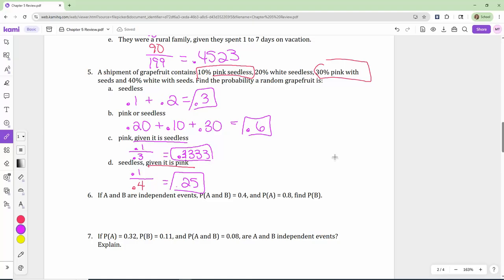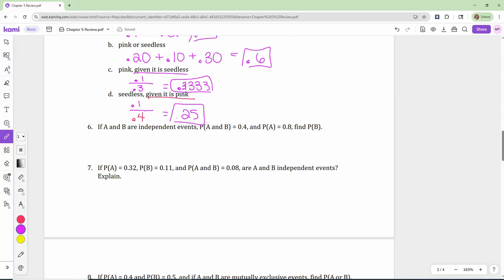Number 6. If A and B are independent, I give you the probability of A and B and the probability of A; find the probability of B. Take a second and try that one. Think about your formula. If they're independent, how do we find the probability of A and B? It's just, because they're independent, probability of A times probability of B. So if A and B is 0.4, probability of A is 0.8, times probability of B, what'd you get?